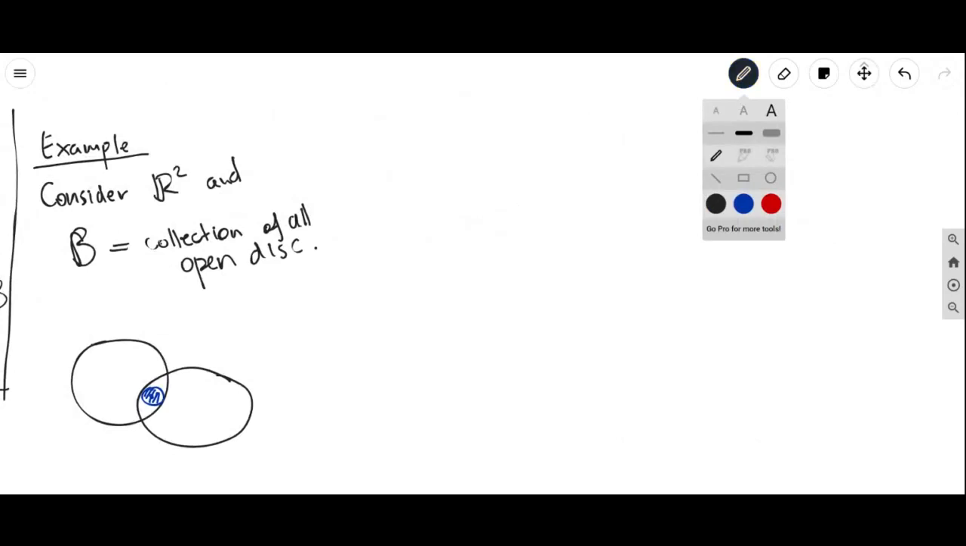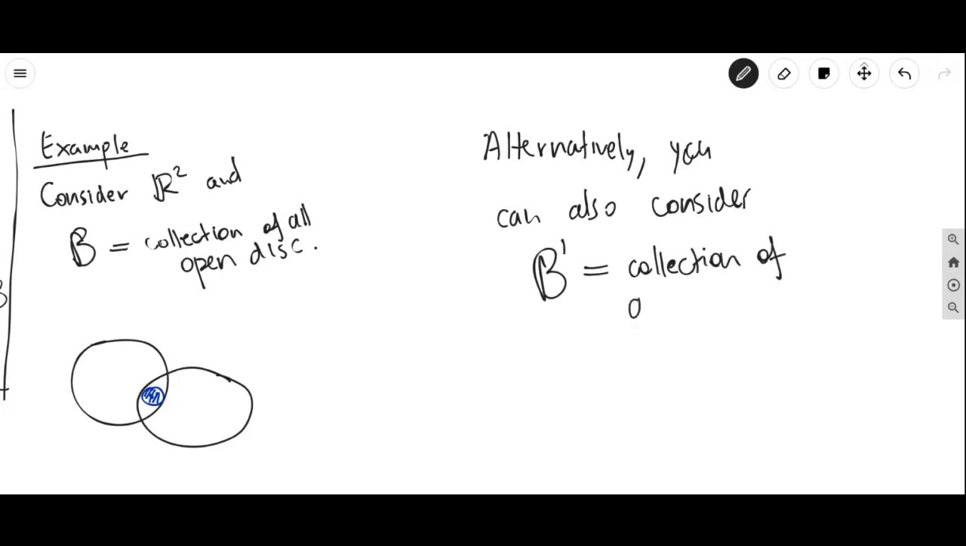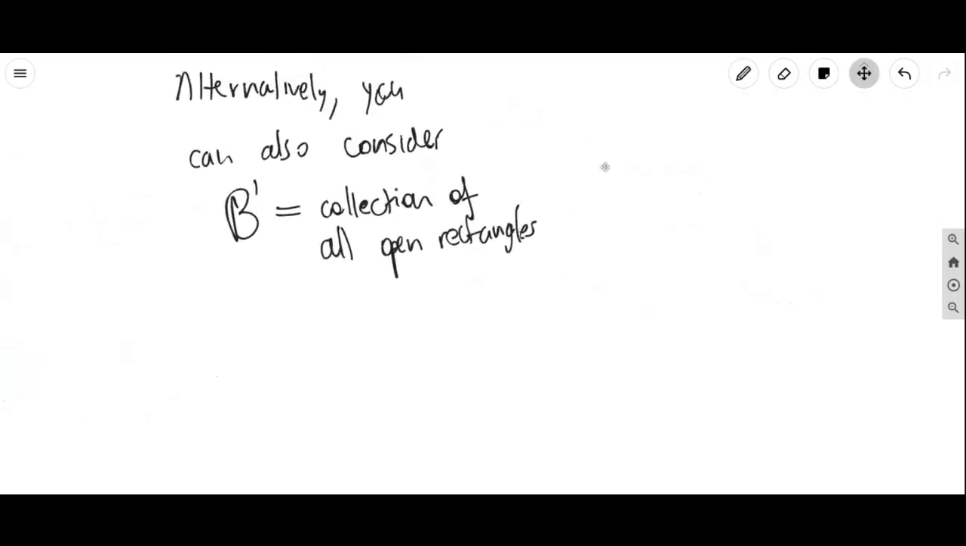Alternatively, you can also do this. Alternatively, you can also consider a different basis. This is going to be the collection, maybe we should call it B prime. It's a different basis. This is the collection of all open rectangles. This one is actually a little bit more interesting for the following reason.